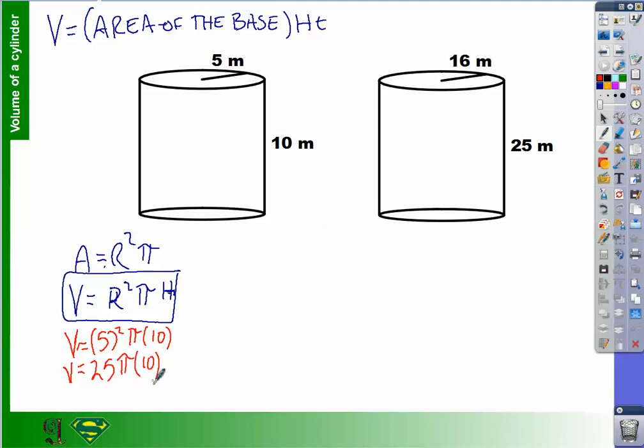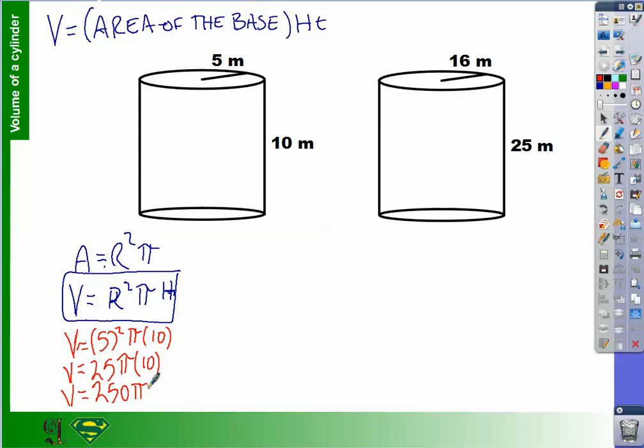Is it going to be easier to multiply 25 times pi, or 25 times 10, or pi times 10 first? Which is the easiest one of those three multiplication problems to do? One of them is much easier than the others. 25 times 10. What is 25 times 10? So the volume of this cylinder right here is 25 times 10, which is 250, times pi.